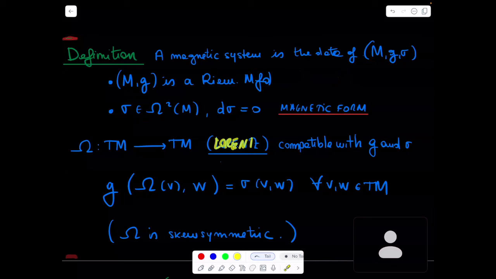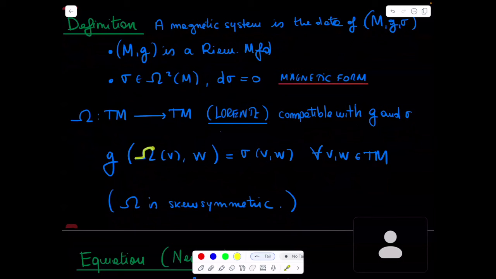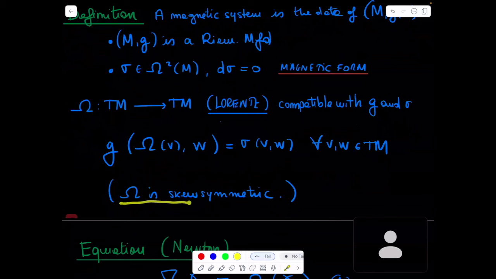And again, it's compatible with G and sigma in the following sense. So now if we evaluate the scalar product of omega V and W, we want the equality with the two-form sigma, and this for every vector V and W on the tangent bundle. So we can see that in this sense, omega can be understood as skew-symmetric, because of course, now if we flip the arguments here, a minus one will appear because sigma is a two-form.